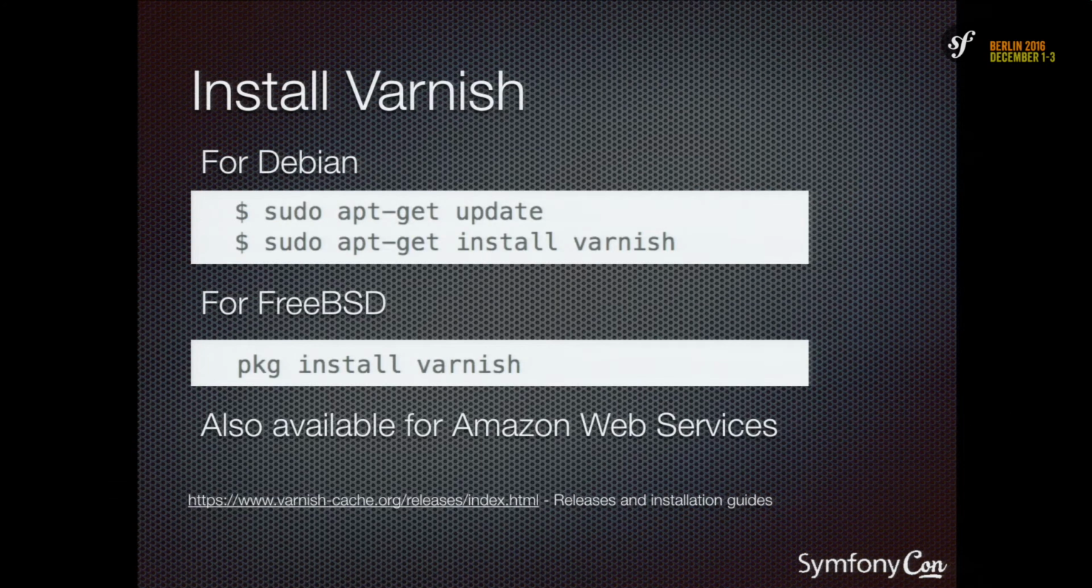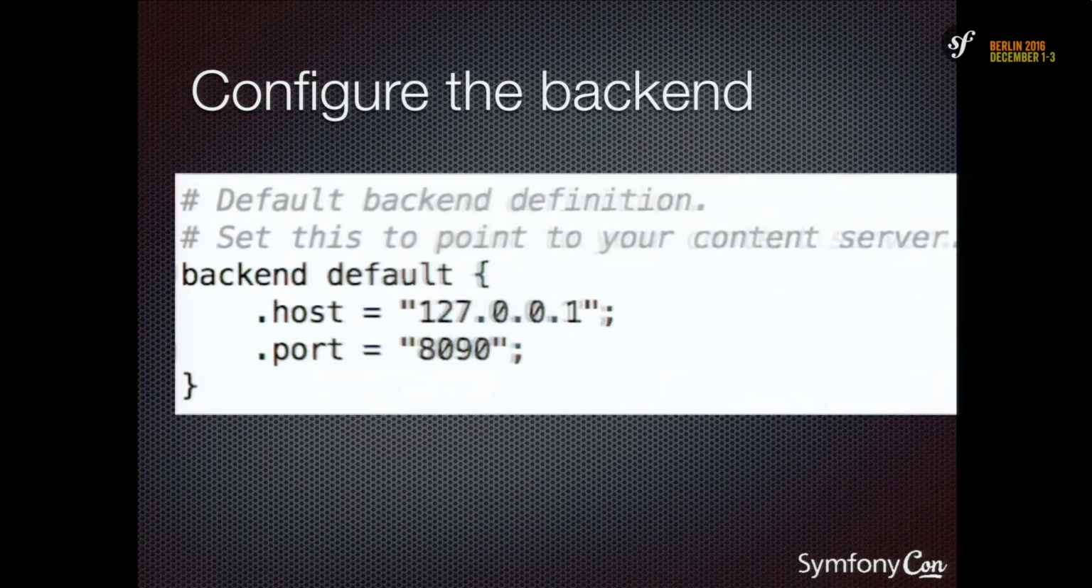The next step is just to install Varnish. Of course, there are traditional ways. It's apt-get install for Debian, or maybe for FreeBSD. Varnish is also available on Amazon Web Services, so you can use it if you have instances on AWS.